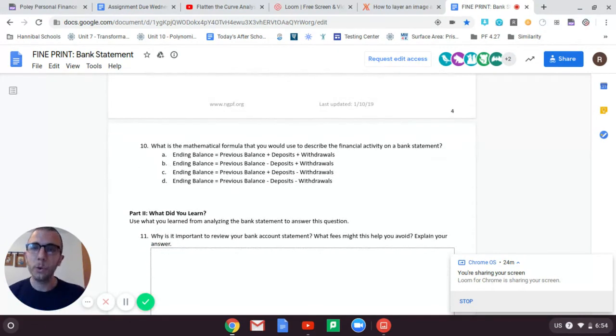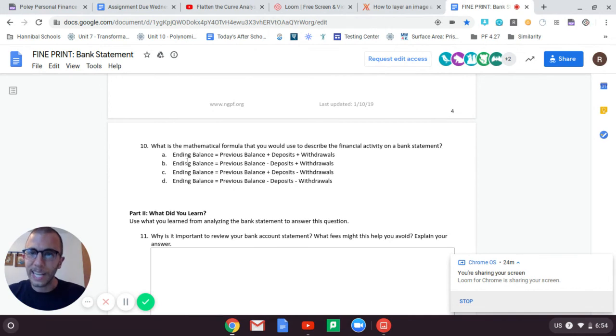Now let's see. This last one's my favorite. What is the mathematical formula that you would use to describe the financial activity on a bank statement? Even though this one is my favorite because it's about a mathematical formula, keep in mind it's not about becoming a calculator, but a mathematical thinker. So it's all about how you're thinking about everything here, right? The formulas are great and they all serve a purpose, but it's really how you're thinking about it.